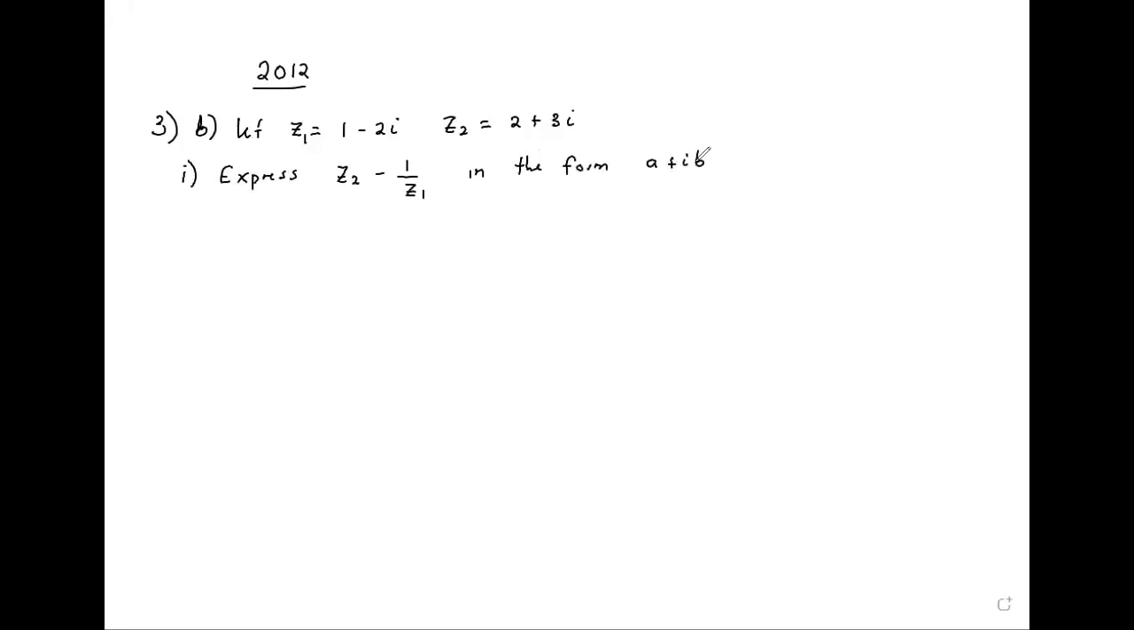So of course, we already have z1 and z2. So I'll just substitute. So z2 is 2 plus 3i minus 1 over z1. z1 is 1 minus 2i. So we're keeping this one, waiting for the conjugation the other side. So multiplied by 1 plus 2i, 1 minus 2i, we multiply by 1 plus 2i.